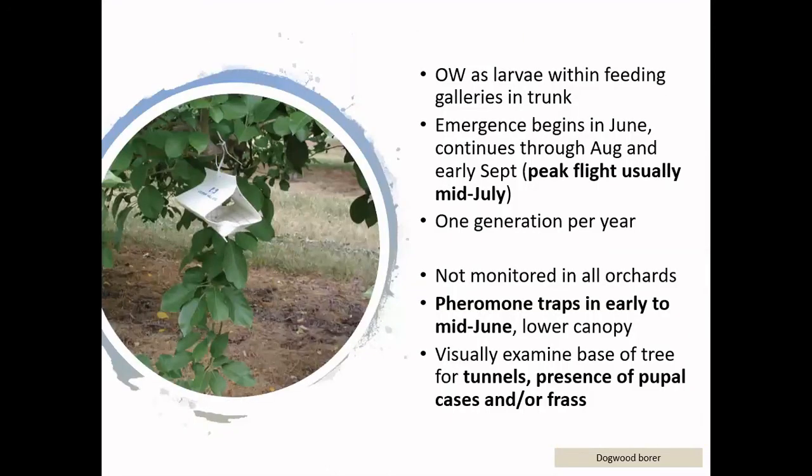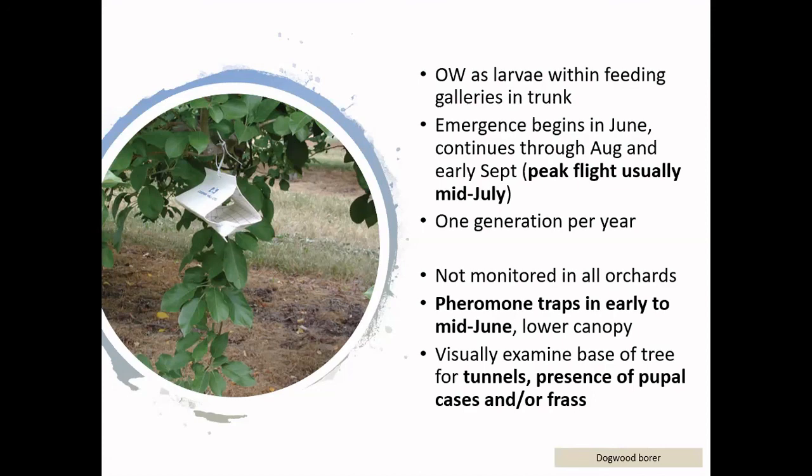So dogwood borer overwinters as larvae within those galleries in the trunk, and the adults begin to emerge in June. And this is one generation, but flight can occur all the way through until September. Peak flight's typically about mid-July, but it can be quite extended in terms of its emergence. So it's not necessarily something that's monitored and controlled in every orchard.